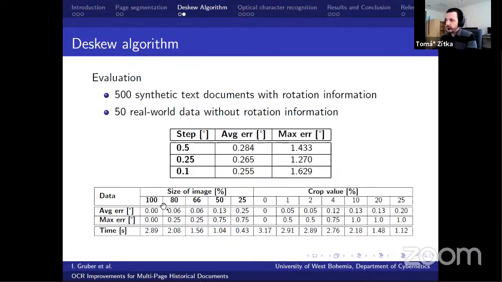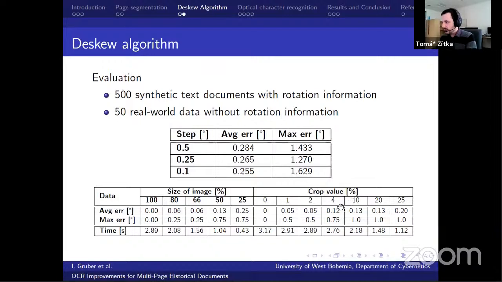For the 50 real-world data, we try to evaluate the effect of resizing the image or cropping the image on the accuracy of the rotation. And here, in this table, we can see how the different resizing of the image affects the rotation. So for the not resized image, it is basically rotated the same as the original image. And as we subsample the image, the rotation angle changes, and presumably this decreases accuracy.